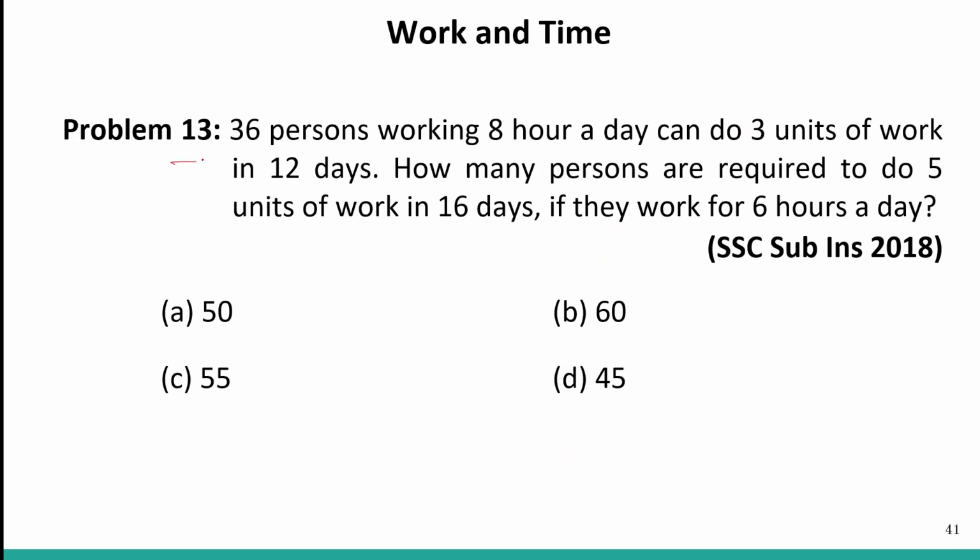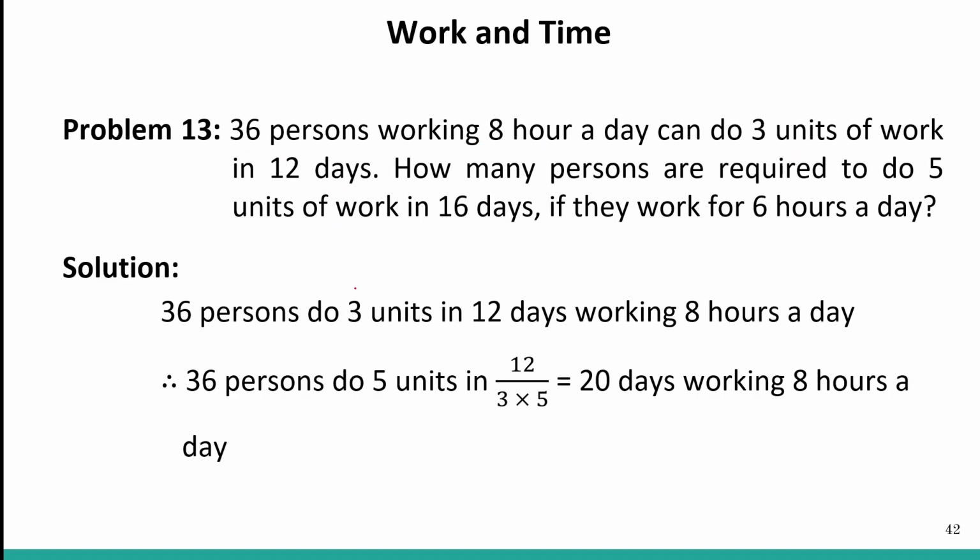So let's see problem number 13. 36 persons working 8 hours a day can do 3 units of work in 12 days. So how many persons are required to do 5 units of work in 16 days if they work for 6 hours a day? So 36 persons do 3 units in 12 days, working 8 hours a day.